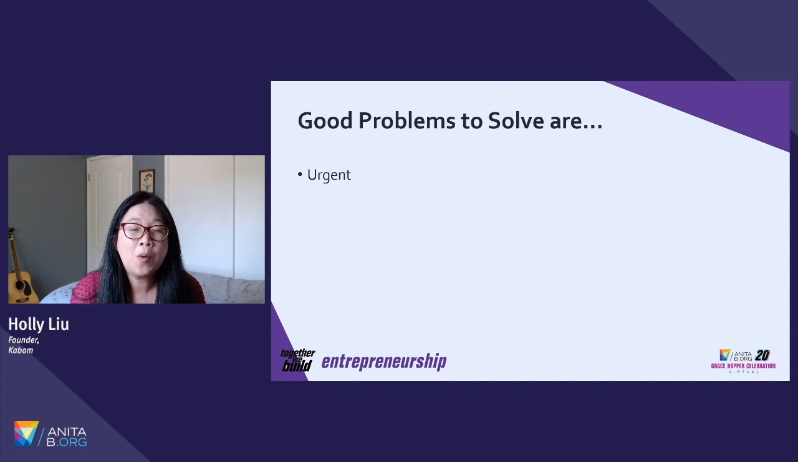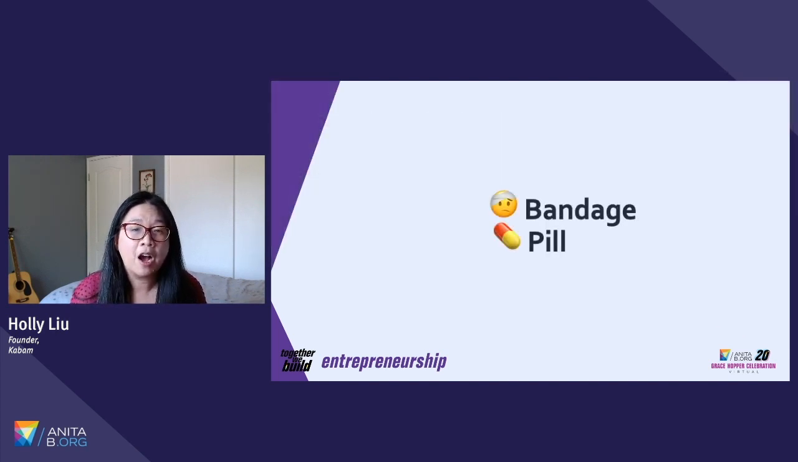Since it's so important for startup ideas to be solving a problem, I thought it might make sense to talk a little bit about what good problems to solve are. The first one is that good problems to solve are urgent. Oftentimes we call it a hair on fire problem, and we talk about a vitamin versus a pill. But what I like to say is a bandage versus a pill.